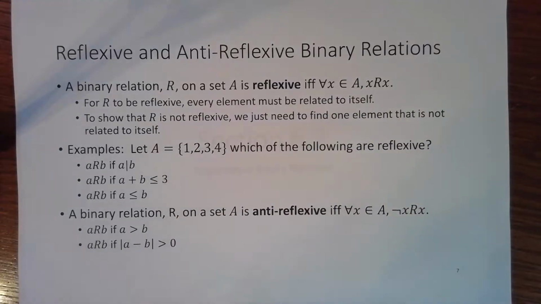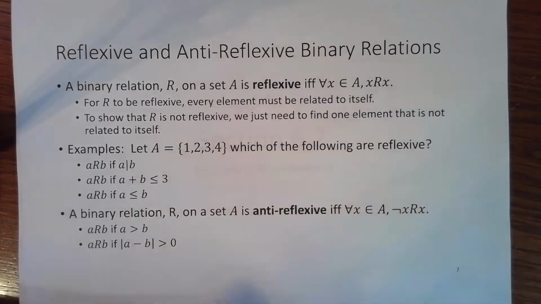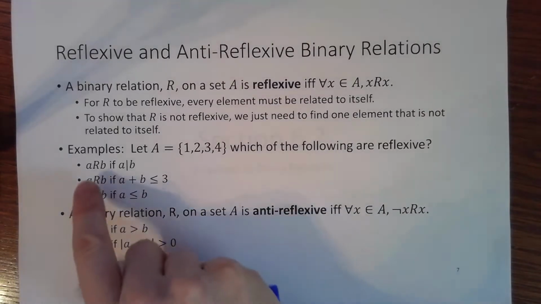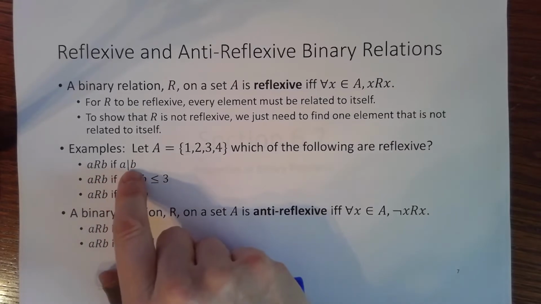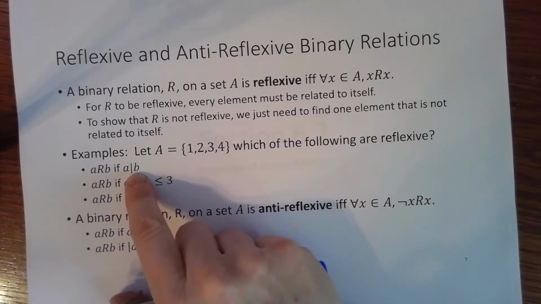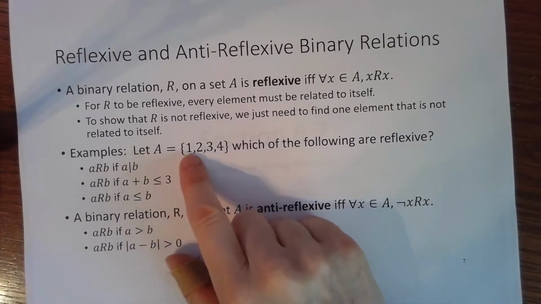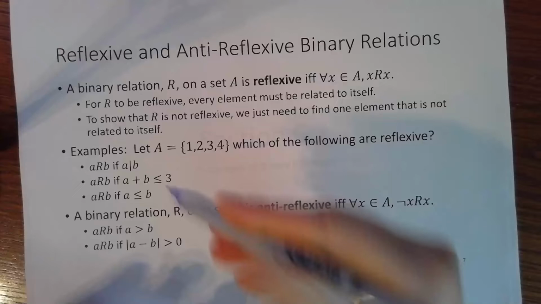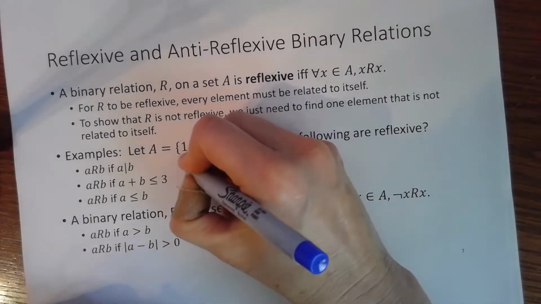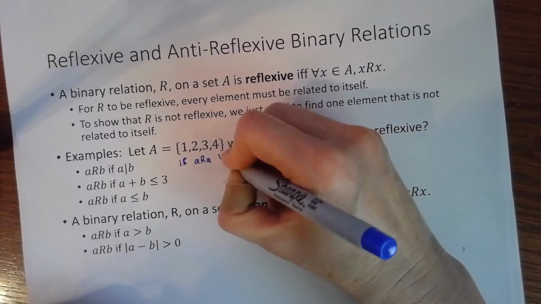All right, so let's look at some examples. So we have A being the set 1, 2, 3, 4, and we want to determine which of the following relations are reflexive. Okay, so let's look at the first one. A is related to B if A divides B. Okay, so is this reflexive? Is it true that for every element in the set 1, 2, 3, and 4, A would be related to itself? So that's, is A related to A, for all A?